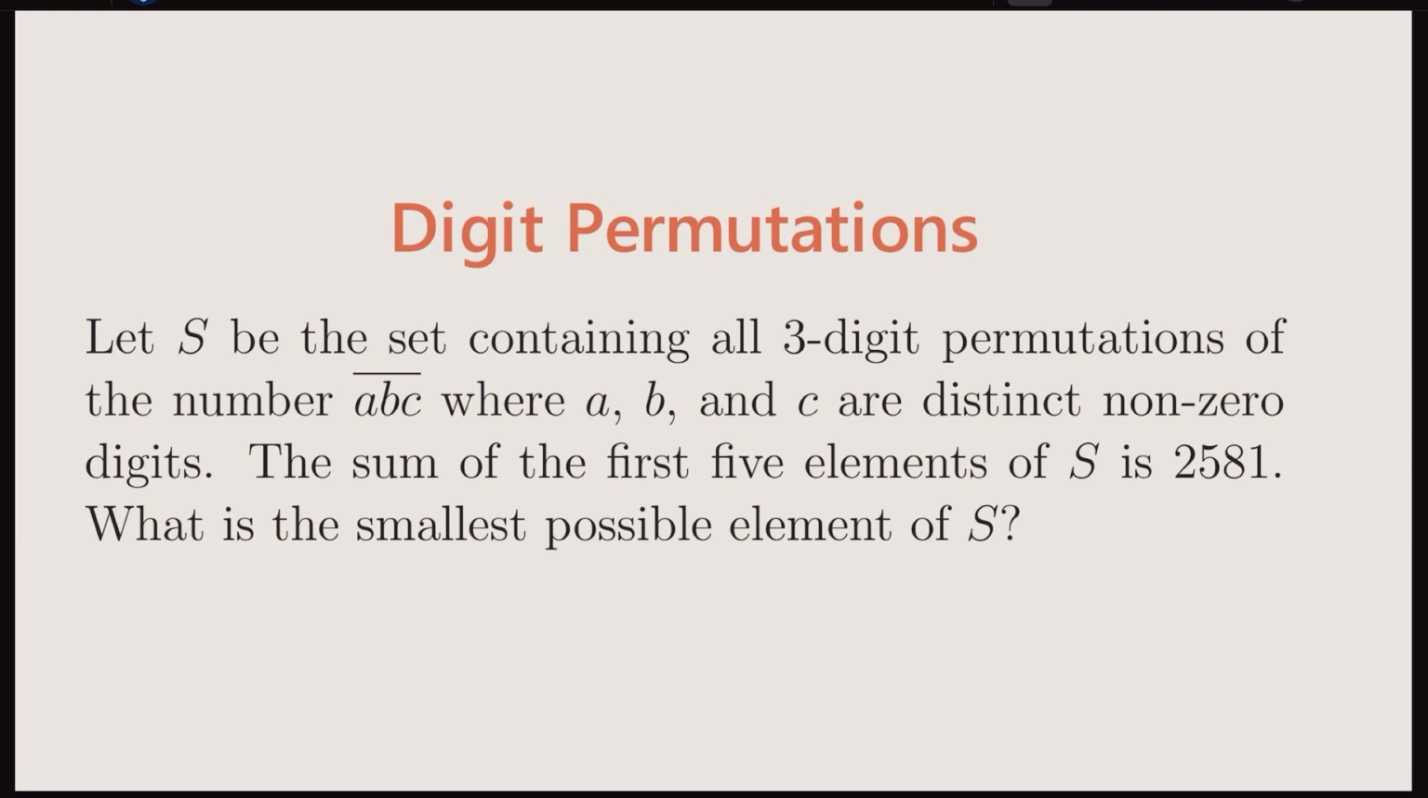We have here the set S as a set containing all three-digit permutations of the number ABC, where the ABC are distinct non-zero digits. The sum of the first five elements of S is 2,581. The question is, what is the smallest possible element of S?